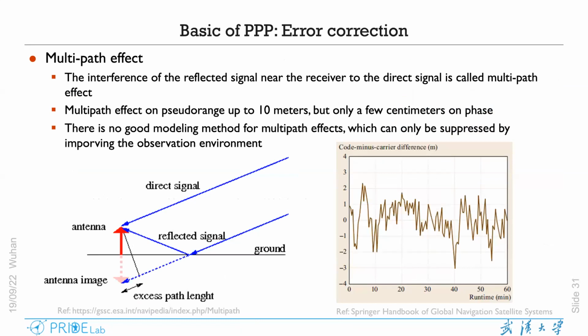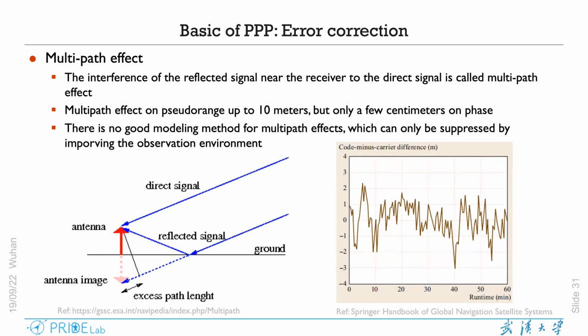And then we come to the multipath effect. This is an interesting and annoying effect for high precision positioning. It is caused by the interference of the reflected signal near the receiver with the direct signal from the satellite. These two kinds of signals are both detected by the receiver, and the receiver cannot distinguish between them, and that will raise the noise of your pseudo-range and the carrier phase observations.